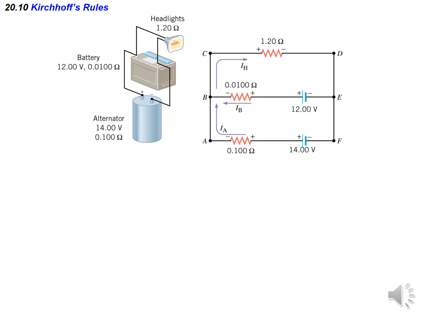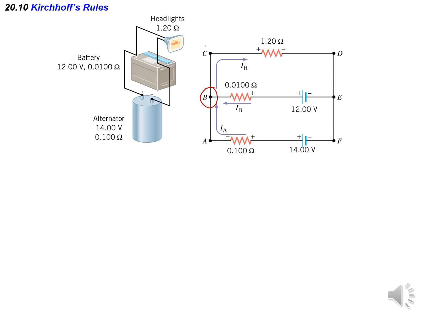Okay, so this is the last topic. This is about Kirchhoff's rule. We're going again to apply the loop rule and junction rule. As you can see, we have here junction B, and then we have here two loops. This is loop CDEB, so this is the first loop, and then we have here another loop.